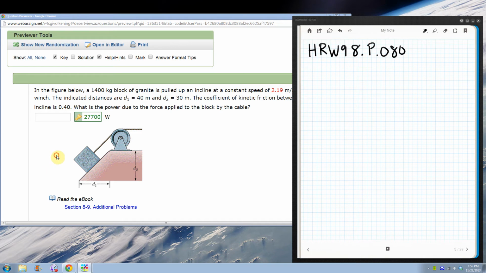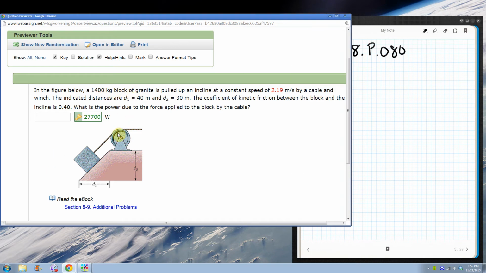HRW98P080. A block of granite is pulled up an incline at a constant speed of 2.19 meters per second by a cable and a winch. The indicated distances are, this is D1, this is D2. The coefficient of friction between the block and the incline is 0.4. What is the power due to the force applied by the block to the cable?